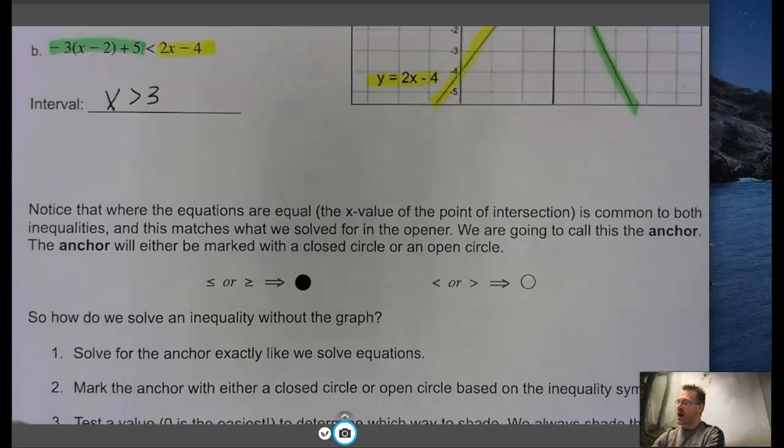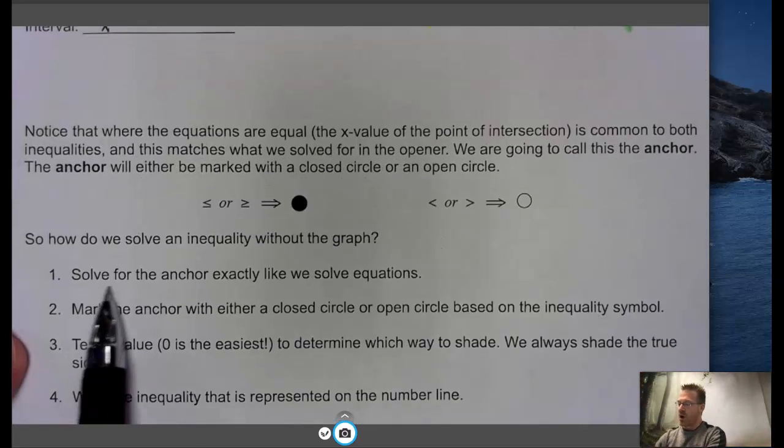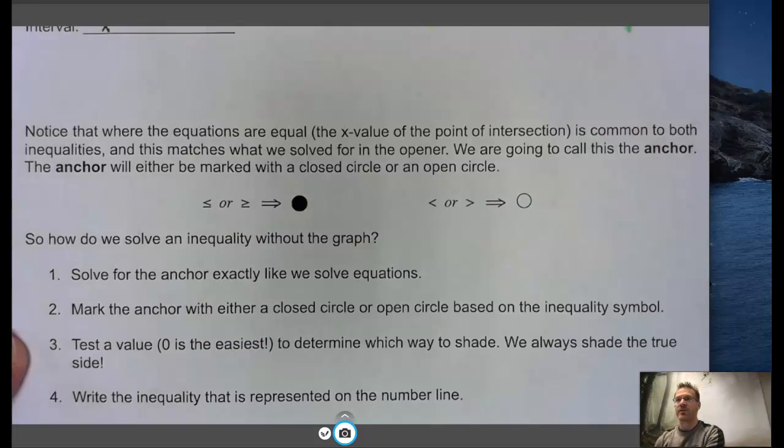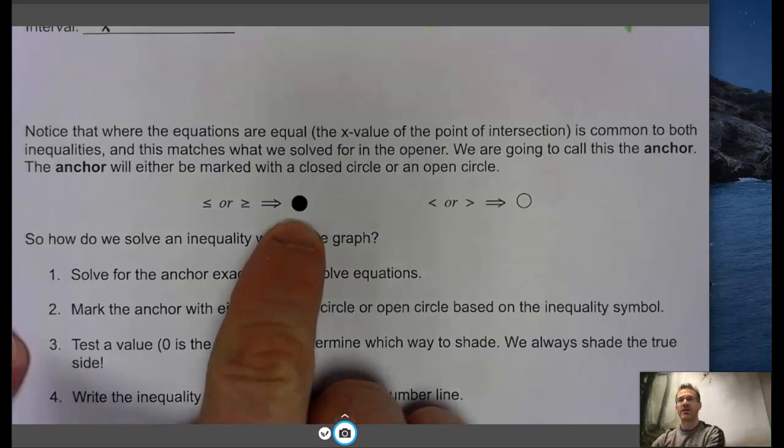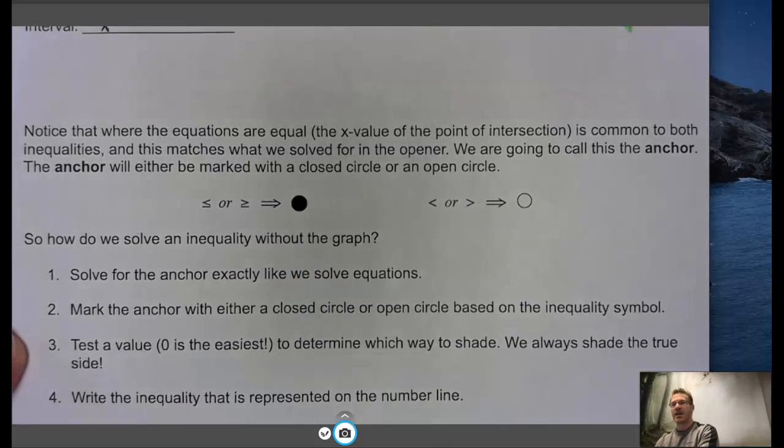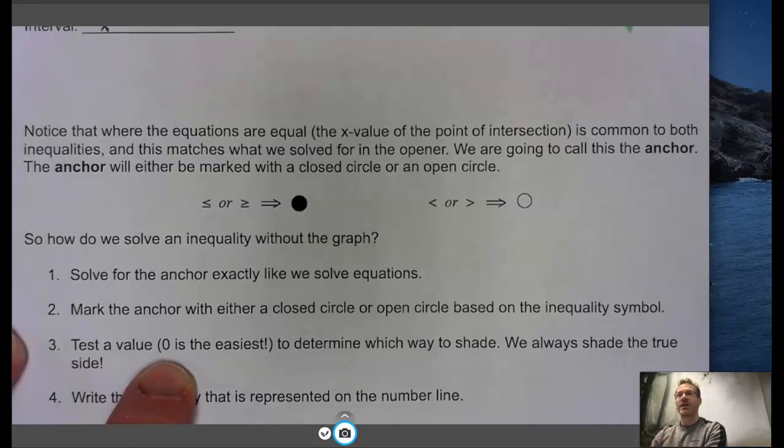Okay, so now what are we going to do? We're going to solve for that anchor. We're going to find that point of intersection where they're equal. All right, we're going to mark it. Now, the reason why we're marking this is because if it's solid, we get to include that anchor, that value, as part of our solution set. In the same way, when we had a solid line, we got to include the points on the line as part of the solution set. Now, here's what we're going to do. Just like we did with our inequalities when we were graphing them, we're going to test to see where the true side is, because we're always going to shade the true side.